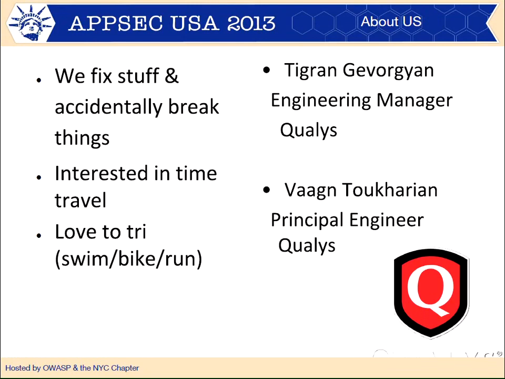So who we are: Vaagn Toukharian and Tigran Gevorgyan, we work for Qualys. We break stuff, as all of you guys do probably, and sometimes we fix stuff. We are into time travel, which we talk about in a little bit, and we both love to try, meaning we run fast, we swim fast, and bike fast. So if you start heckling us, we'll run away.